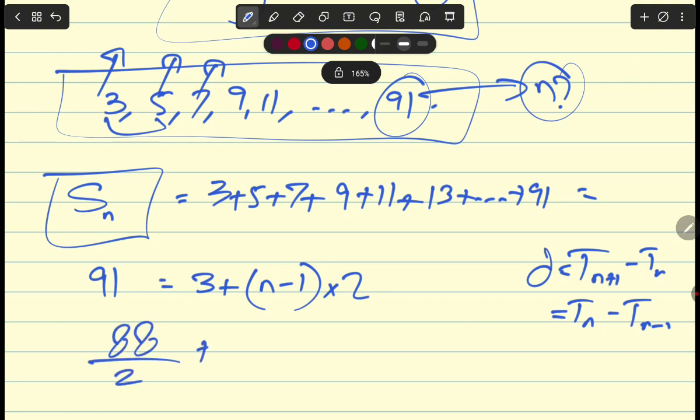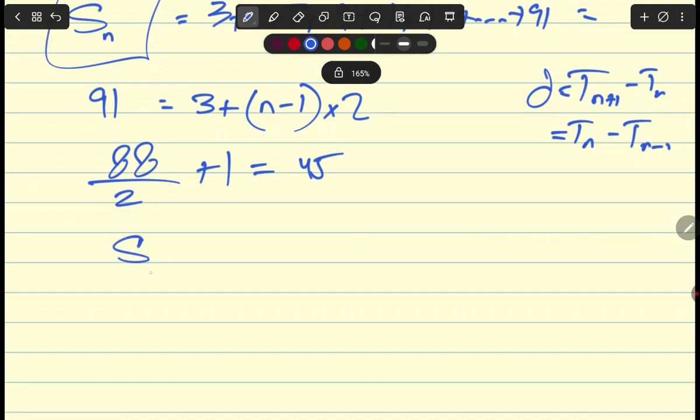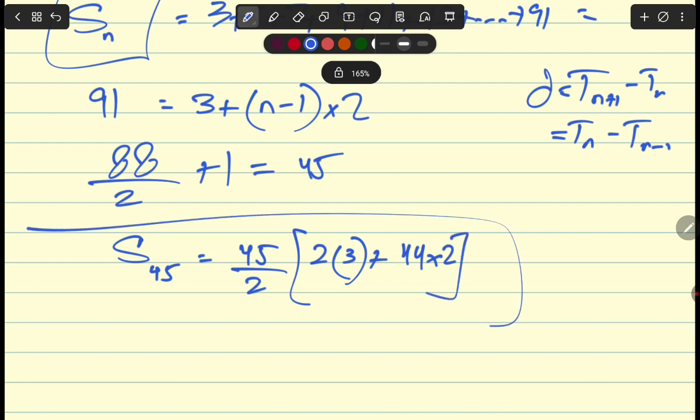88 divided by 2 plus 1, so that is 45. So this is the 45th term. Now what if I tell you that we need to find the sum of 45 terms here, right? So I can simply do 45 upon 2, 2 times a, which is 2 times 3, plus n minus 1, that is 44, times d, and this is going to give me the sum of all of these. Let's derive how we do it.